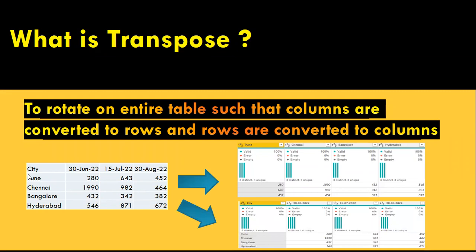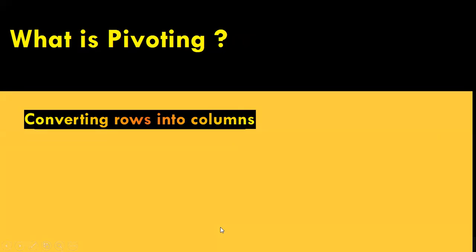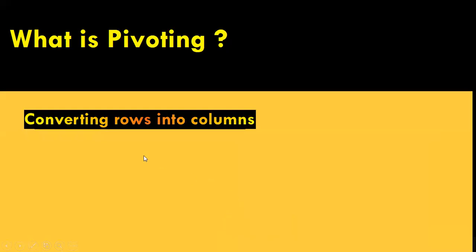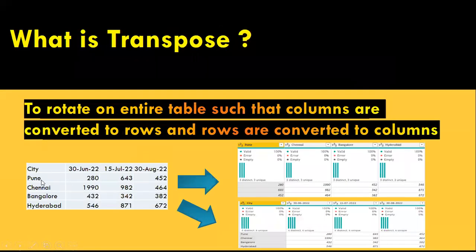If you look here, you have Pune, and the record value is displayed here. So this record, Pune: on June 30th, how many units or stocks we sold, how many stocks we sold on 15 July, how many stocks we sold, 452. So Pune records, you can see it here. Chennai data, you can see it here. Bangalore data, you can see it. Hyderabad, you can see it here.